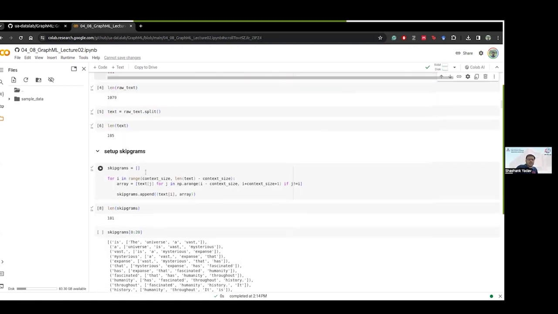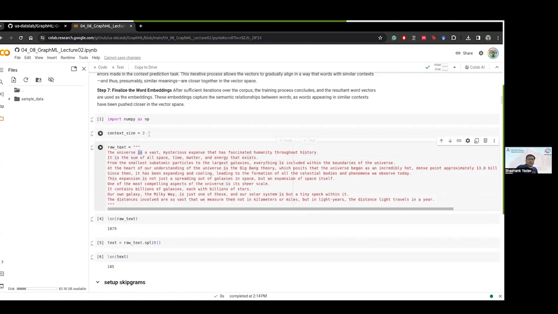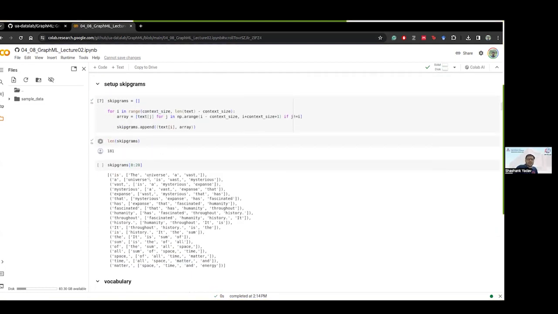So the first word you will have is "is," because you're saying context size equals 2. That's why your counter will start from the word "is," and the skip gram for "is" will contain the words "the universe." It will contain "the universe" and "a vast" here, because we have defined context size equals 2. Now we are just printing out the first 20. So for "is," the third word, we have the skip gram as "the universe a vast," because the word "is" was on the third position here, and so on and so forth.